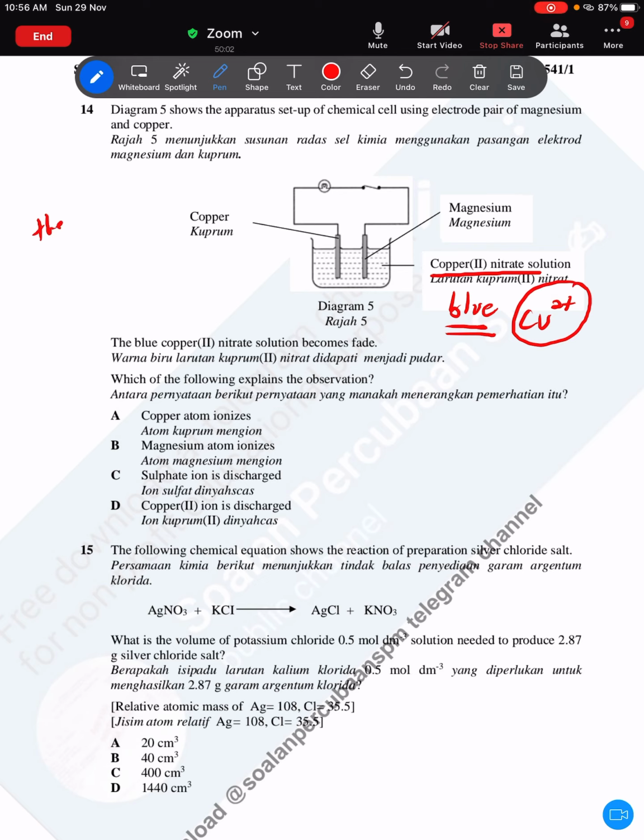Indirectly, what I'm trying to say is the concentration of copper ion in the solution decreases because it's been discharged. So, they are asking, which of the following explains the observation? The blue copper nitrate solution becomes faded.